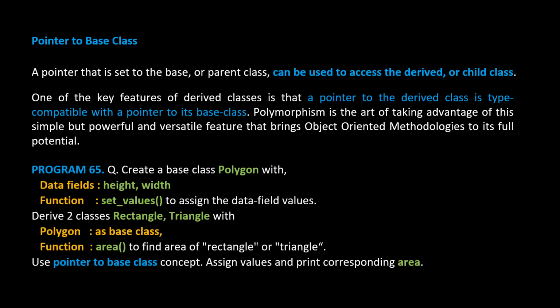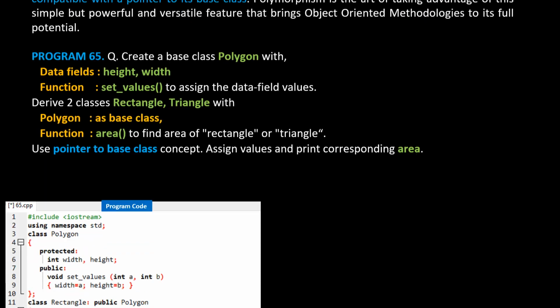Create a base class polygon with data fields, height, and width. A function named setValues is to assign the data field values. Derive two classes rectangle and triangle from polygon as base class, and a function named area to find area of rectangle or triangle. Use pointer to base class concept. Assign values, and print corresponding area. Here we go with the program code.